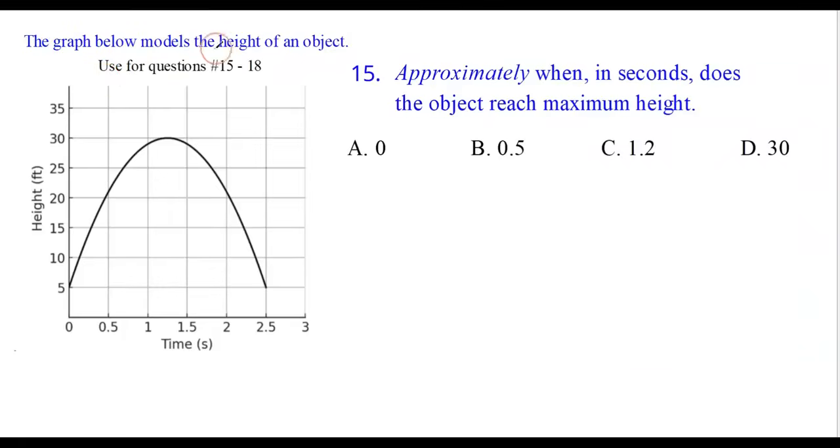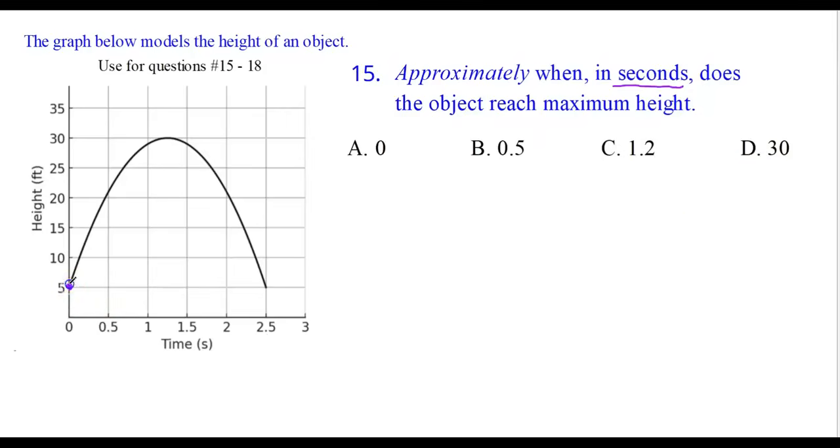The graph below models the height of an object. Use this graph for questions 15 through 18. Question 15. Approximately when in seconds does the object reach maximum height? In other words, does the object reach maximum height at 0 seconds, at 0.5 seconds, at 1.2 seconds, or at 30 seconds? Let's go over to the graph here.